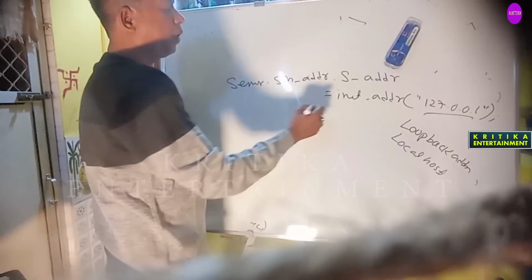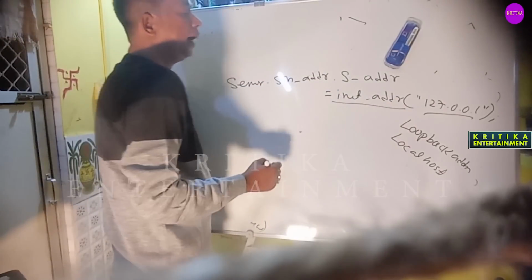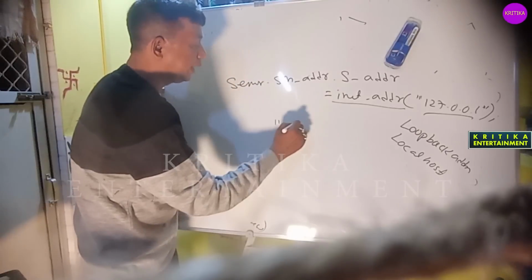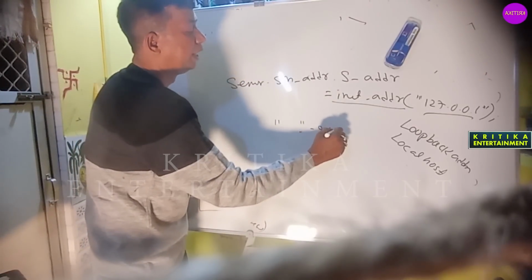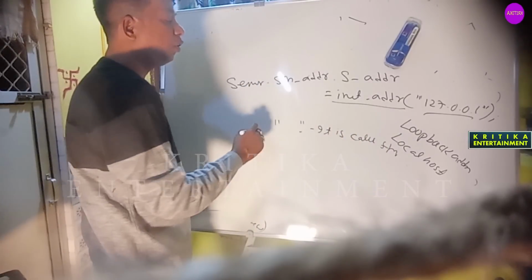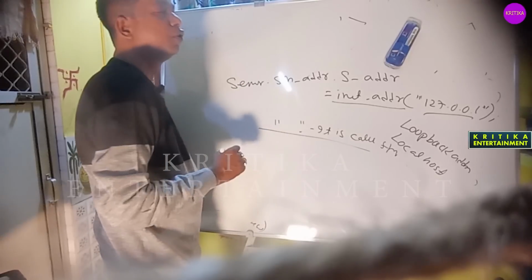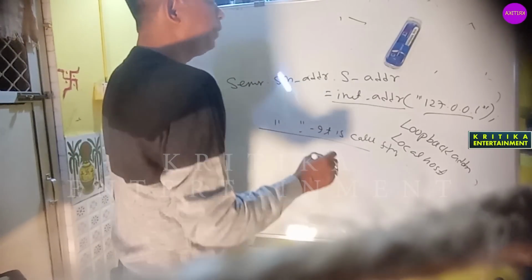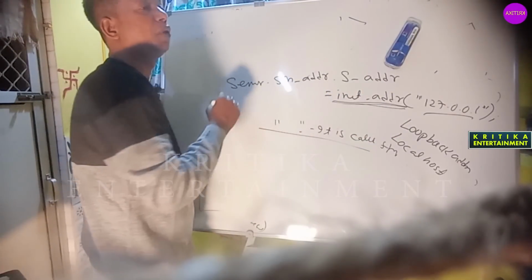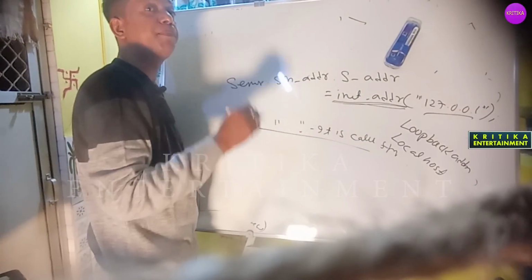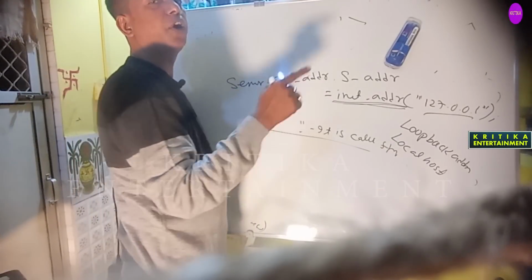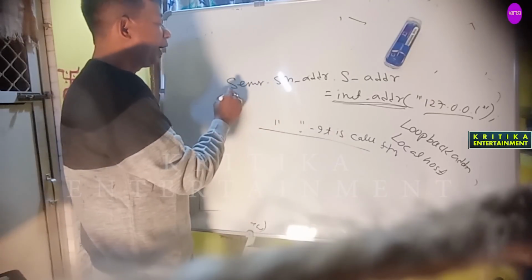Then what is inet_addr? You remember here I have given double quotes. Double quotes mean it is a string, not an original IP address. To make it an original IP address, I use inet_addr. This function is used to convert the IP address from a string to the original dotted format.